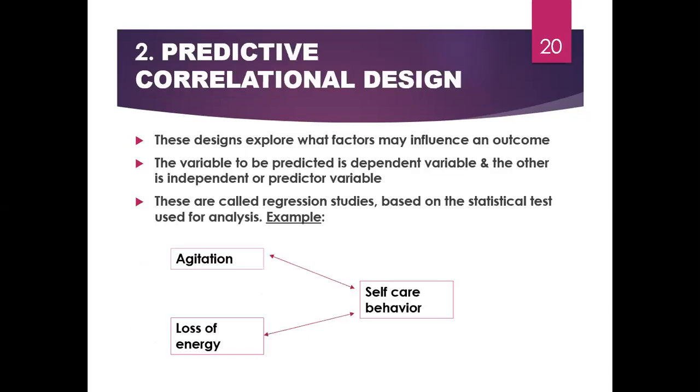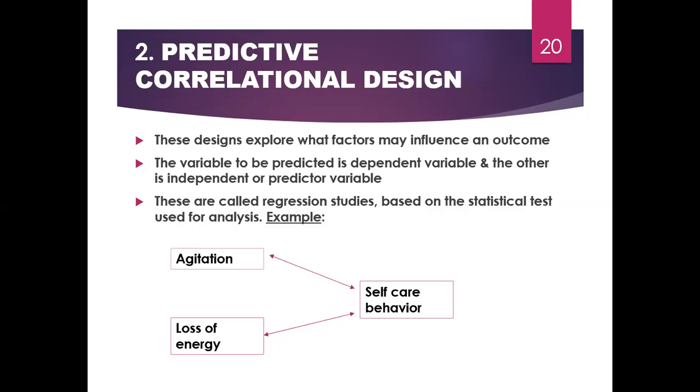Number two, predictive. So it will be predicting the relationship in a particular research. These designs will explore what factors may influence an outcome. The variable to be predicted is the dependent variable, and the other variable is the independent variable, also known as the predictor variable. And these are called regression studies because of the statistical tests used for the analysis.